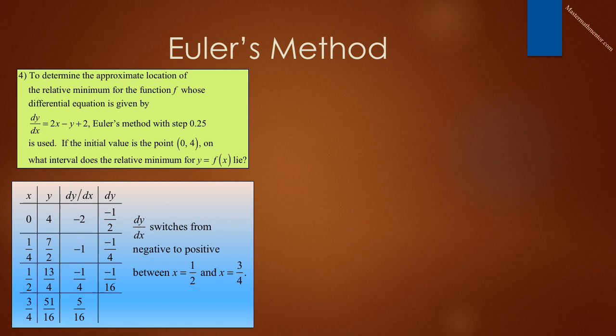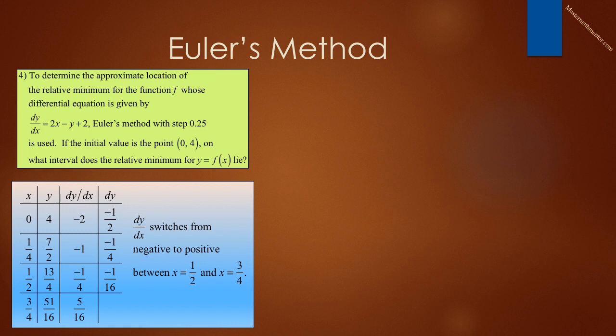Euler's method problems tend to get quite messy. In this problem, I'm going to work with fractions until I'm forced to switch to decimals. The second row gives our value of x, which is 1/4, our new value of y, which is 4 minus 1/2, or 7/2, and by our formula dy/dx is equal to -1, and dy is -1/4. The next row, we have x is 1/2, our new value of y is 13/4, and dy/dx by our formula is -1/4. That gives a dy to be -1/16.